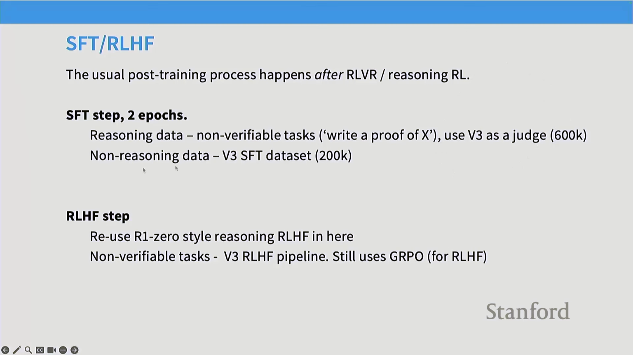They have non-reasoning data, like write a nice essay, and they use the same SFT data set as what they used for DeepSeek v3. And then finally, for RLHF, they actually still use GRPO for RLHF, which is kind of cool. They use the same RL algorithm for everything. And then they basically just follow the v3 RLHF pipeline. There's not really anything different for this post-training part, right?